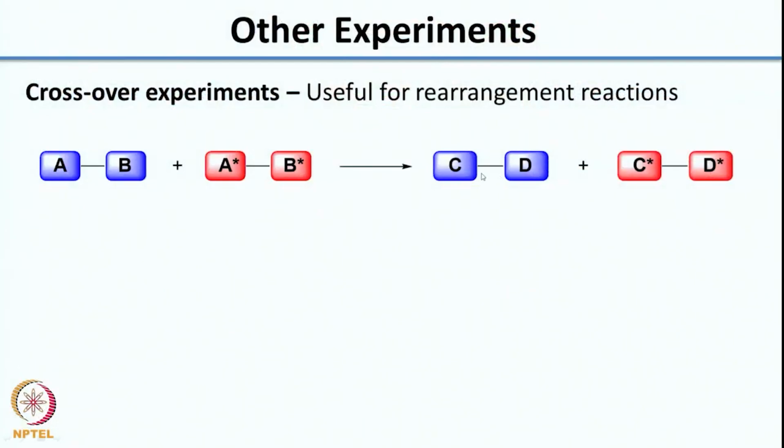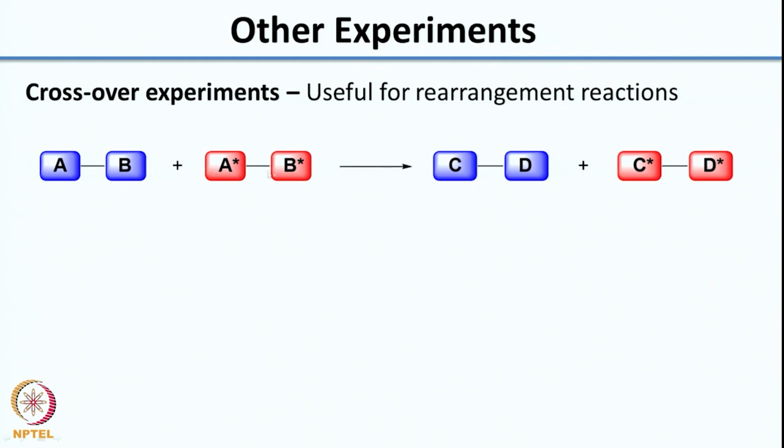One very commonly used experiment is what is called a crossover experiment, and this is usually used for rearrangement reactions. So say you have a reaction AB which leads to CD. So you essentially have AB forming CD. What is done is, a very similar competing reactant is put, A star B star.